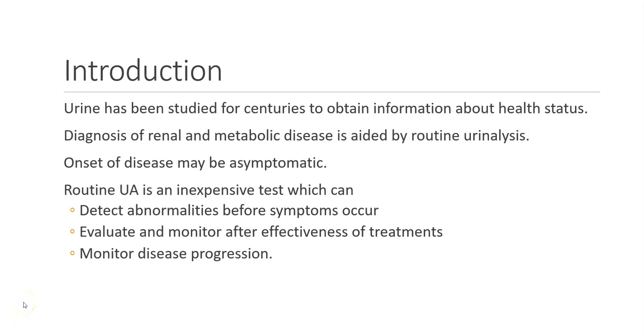Urine has been studied for centuries to obtain information about health status, and the diagnosis of renal and metabolic disease is aided by the routine urinalysis. The onset of many diseases may be asymptomatic, meaning you're showing no signs or symptoms. So many times in a routine urinalysis, which is a very inexpensive test, we can detect abnormalities before symptoms occur, evaluate and monitor the effectiveness of treatments, and monitor disease progression.